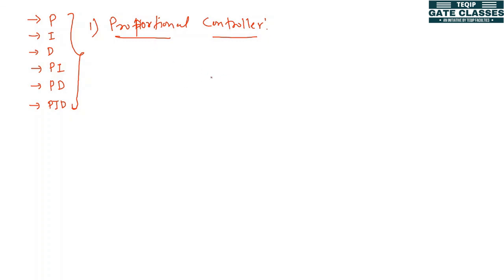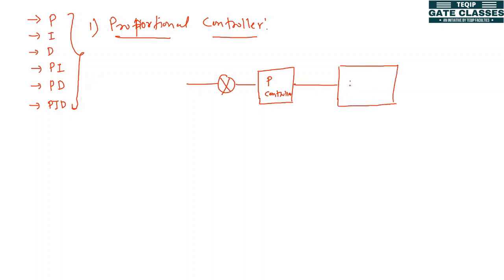Now let us draw a feedback control system here. We have a controller, so I am going to take a proportional controller. A proportional controller is one whose actuating signal is proportional to the error signal. So this is basically the proportional controller, the P controller. Then we have a plant.